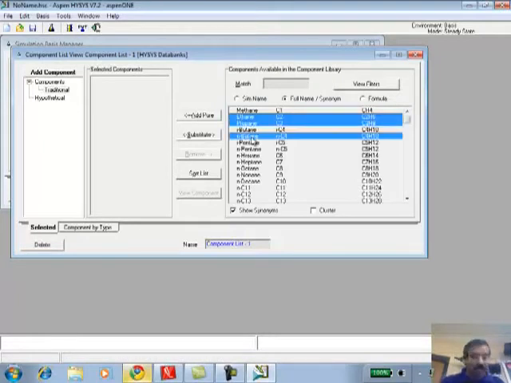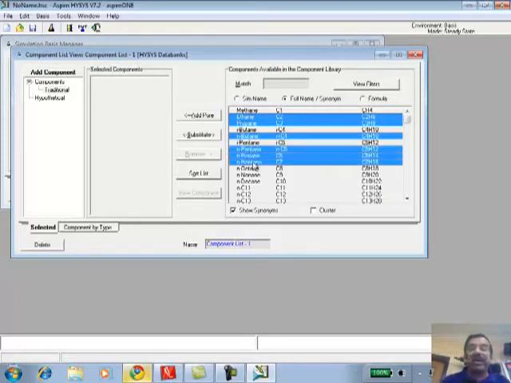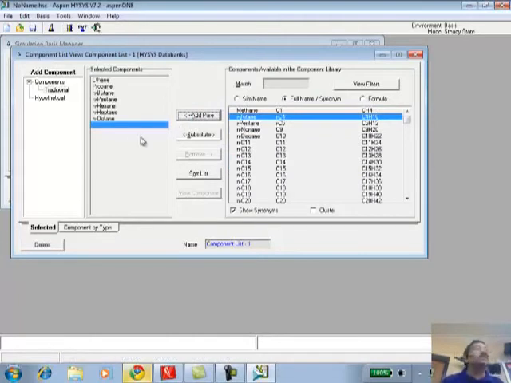And how do I do that? I keep the control pressed so that I can select multiple items. I'll select, what do I have? 2, 4, 6, 7 components. So I'm saying that in my entire flow sheet, these are the 7 components that are going to appear.